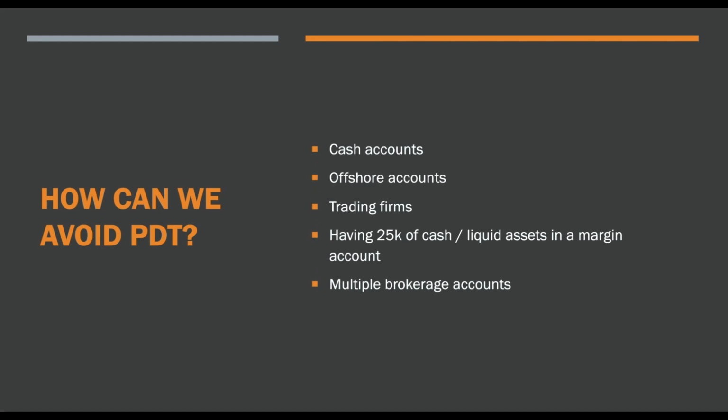So how can we avoid PDT rules if we choose to do so? Well, there's quite a few ways. People have been finding ways around this for quite some time. First off, you can have a cash account. You can have an offshore account. You can apply for a trading firm. You can fund your regular account with 25K in cash or assets, or you can have multiple brokerage accounts. And we'll dive into each of these a little bit.